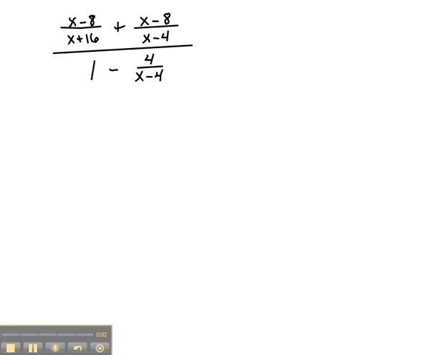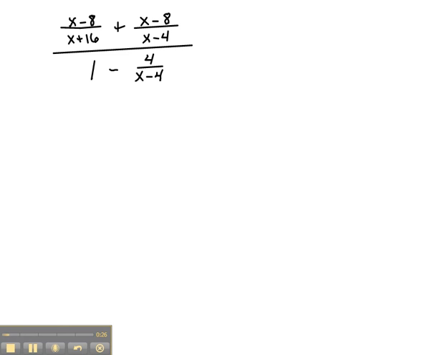Okay, here we have another student question, and I think this is an excellent question, a little bit tricky, so we're going to go through it here. We have a complex rational expression that we need to solve, and we can do it any method we want to. So I'm going to use the method where we multiply every fraction by the common denominator.